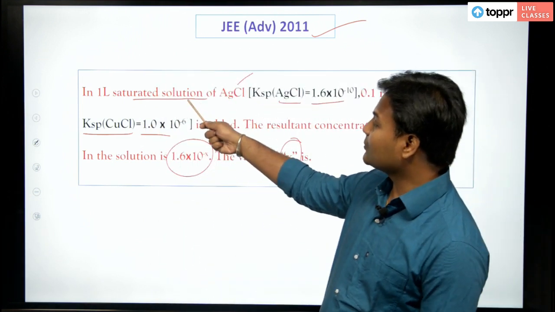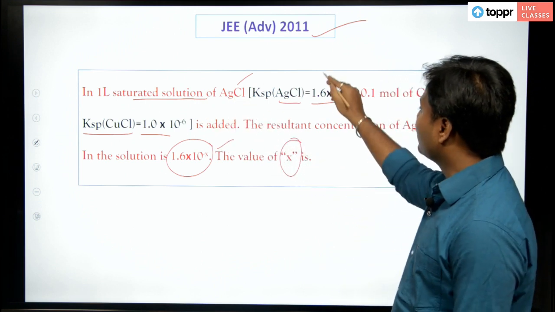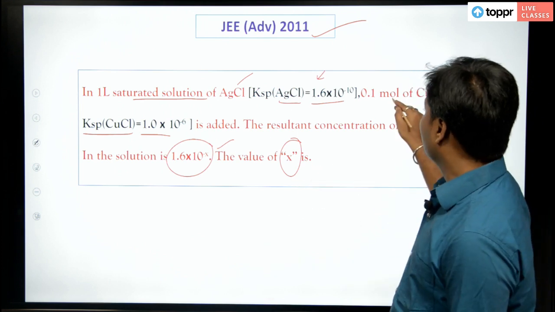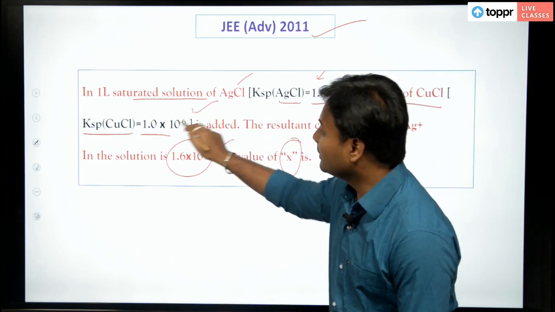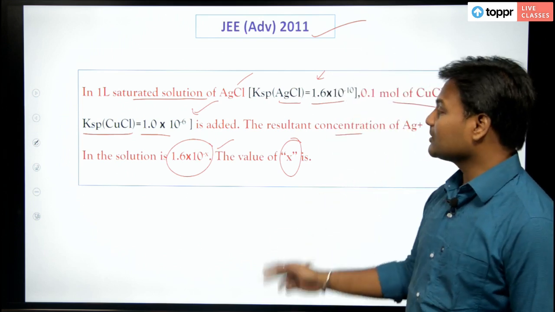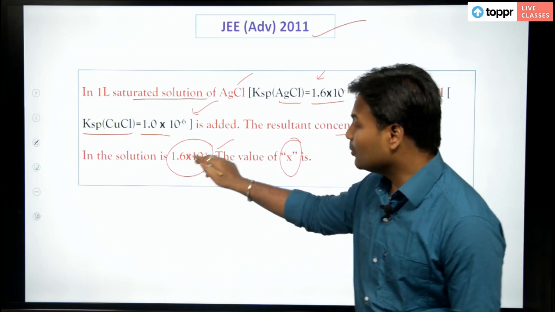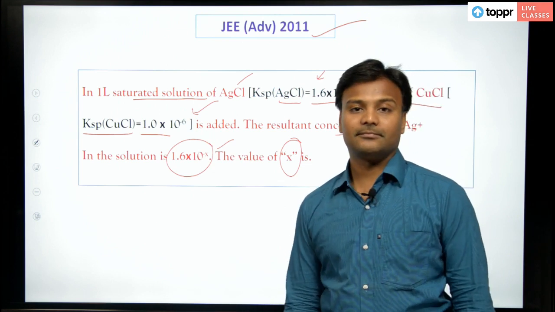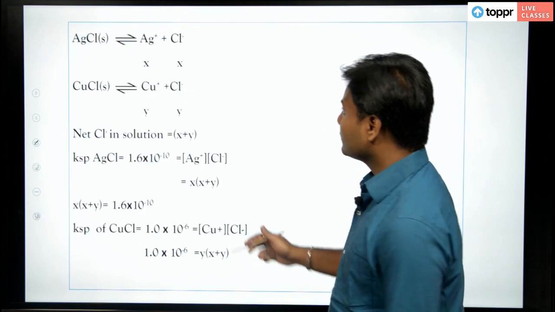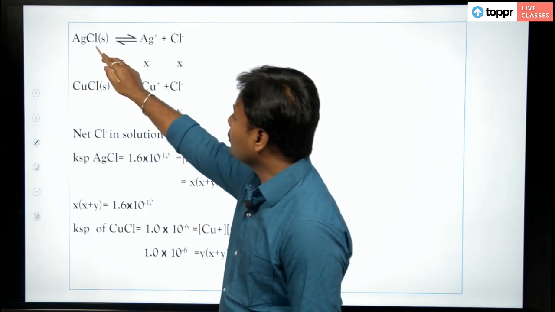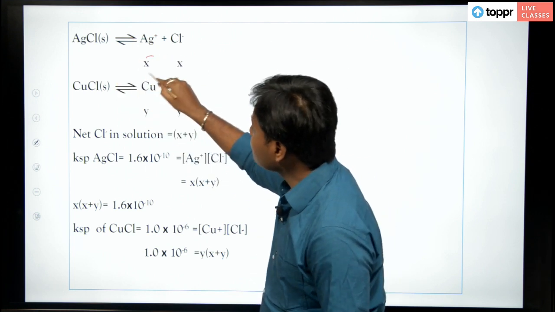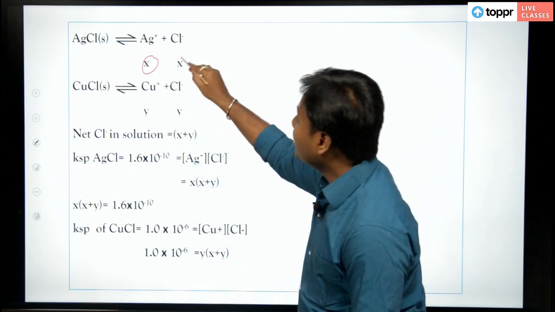In 1 liter of saturated solution of silver chloride, the solubility product of silver chloride is given, and the solubility product of cuprous chloride is also given. So, what is the resultant concentration of Ag plus in the solution? You need to find the value of x. Look at this: at equilibrium, Ag plus ions are x and chloride ions are also x.